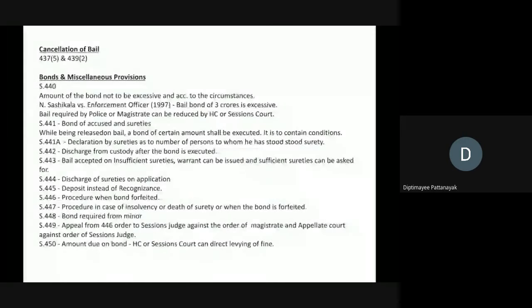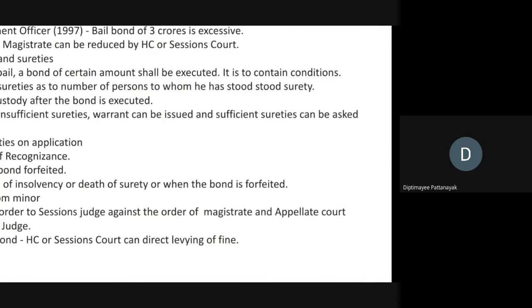448 speaks about the bond required from a minor. 449 speaks about the appeal from the 446 order to the sessions judge against the order of the magistrate, and to the appellate court against the order of the sessions judge. It's not of that much importance. You should know it, but it's not that important. 450 deals with the amount due on a bond, where the High Court or Sessions Court can direct levying of fine. These are the miscellaneous cases.